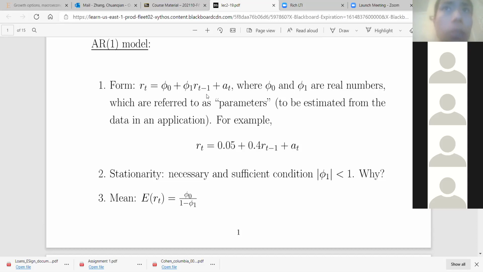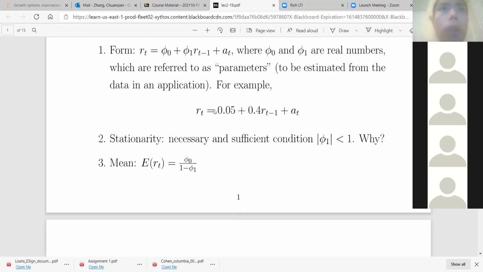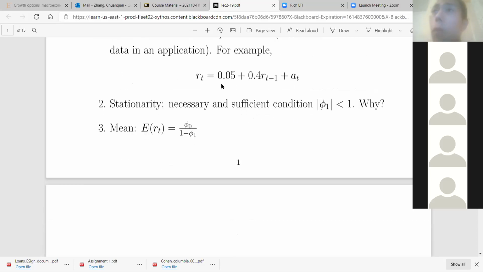Okay, so we call this phi 0 and phi 1 parameters. And if we can get some values for both of them, they are called estimates, right? Estimates. So for example, these two, definitely R Studio will give you the solutions, what the two coefficients are. Firstly, we want to explore the stationarity. Stationarity is a very important thing, right?